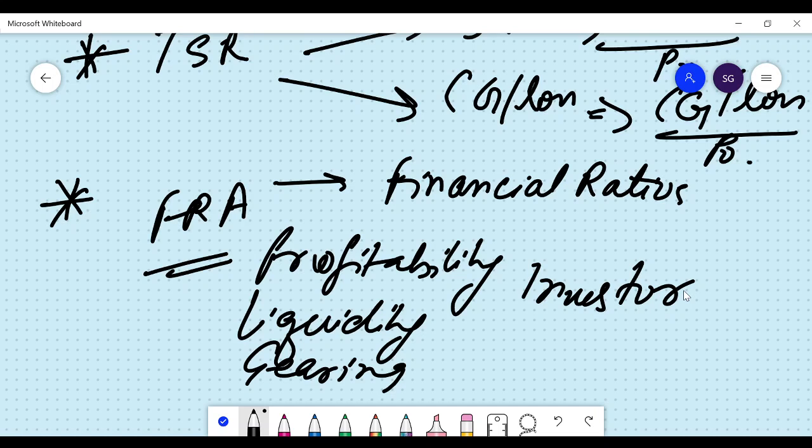Profitability tells us how well a company performs with given asset base. Liquidity tells us the short-term financial position. Profitable companies also fail due to liquidity issues. Gearing involves measure of financial risk and investor involves share value and dividends.